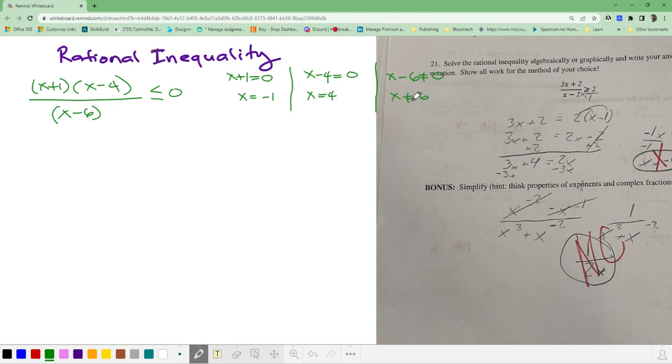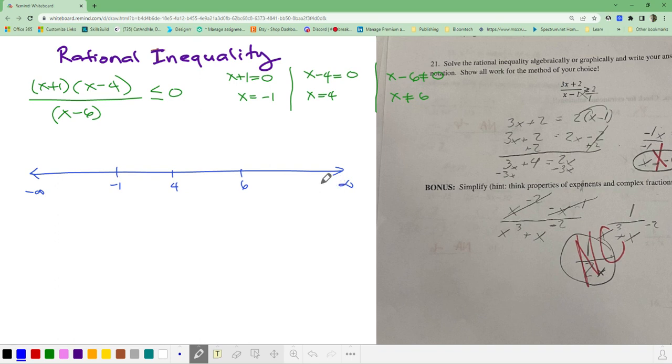Once you get those boundaries, we will draw a number line so it's easy to visualize the ranges. All the way to the left is negative infinity, and all the way to the right is positive infinity. Let's locate these points: negative 1, 4, and 6. Your number line is now divided into 4 ranges: negative infinity to negative 1, negative 1 to 4, 4 to 6, and 6 to positive infinity.